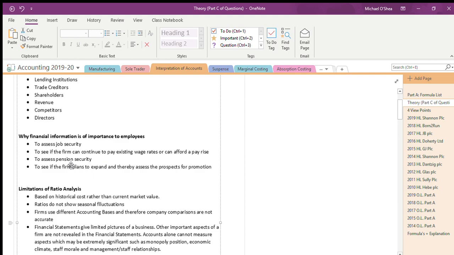Pension security, if you've invested in the company itself for your pension, and to see if the firm plans to expand and thereby assess the prospects for promotion. If the firm is going to have the money to get bigger and is moving into a new market, maybe you could have a higher rated job somewhere else. I would say the big two are the first two here.